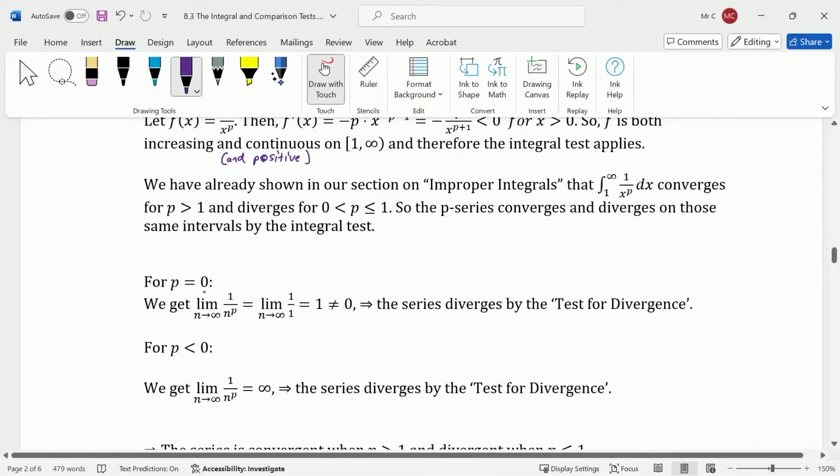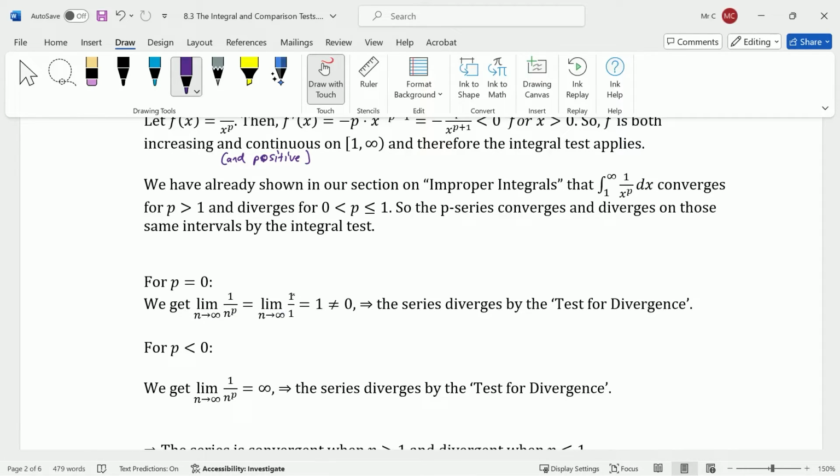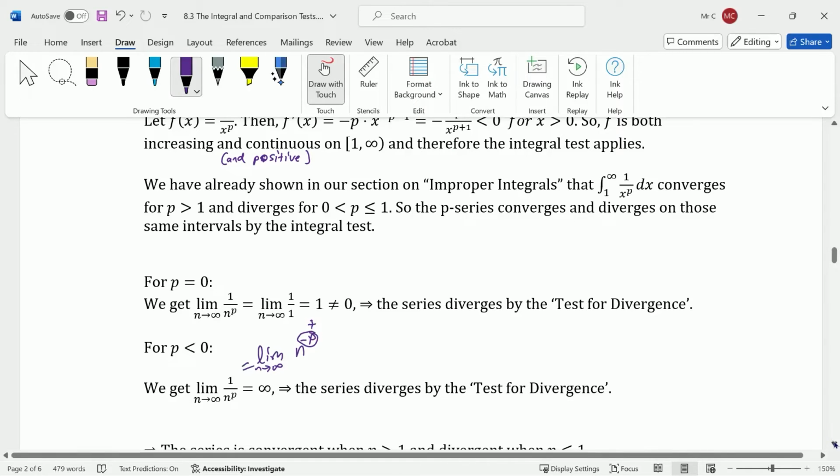When p is equal to 0, we get that the limit as n goes to infinity of 1 over n to the p is the same thing as the limit as n goes to infinity of 1 over 1. And that's just 1, which isn't 0, and so the series diverges by the test for divergence. When p is negative, we get that this limit as n goes to infinity of 1 over n to the p is infinity, right? So you could think of rewriting this as the limit as n goes to infinity of n to the negative p, where negative p is a positive power. And then it should be clear that that's going to go to positive infinity. And that also tells us that the series diverges by the test for divergence.